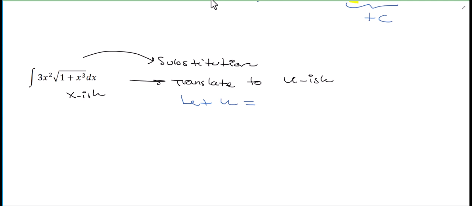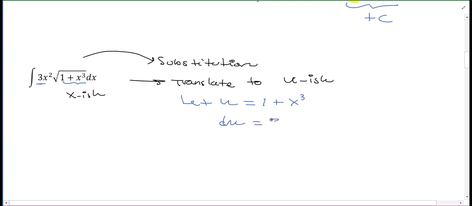So here, for example, I have two parts. I have 3x squared and I have 1 plus x cubed. If I take the derivative of 3x squared, I'm going to get 6x. Is that part of the problem? No. So I'm going to consider 1 plus x cubed. If I let u be 1 plus x cubed, what's the derivative? I'm going to get 3x squared dx, doing the differential right away. And that is part of the problem. So that is what I want my u to be, because 3x squared dx is our du.